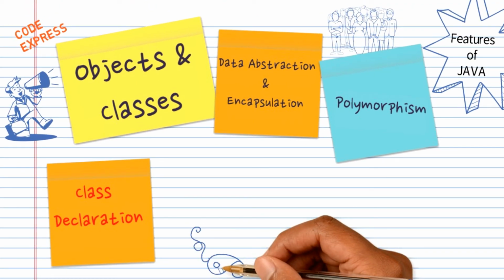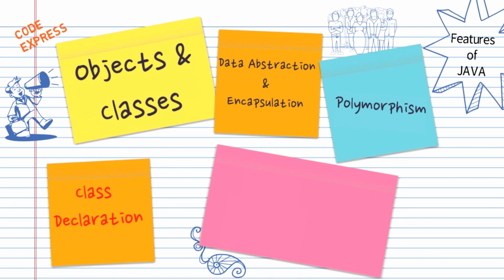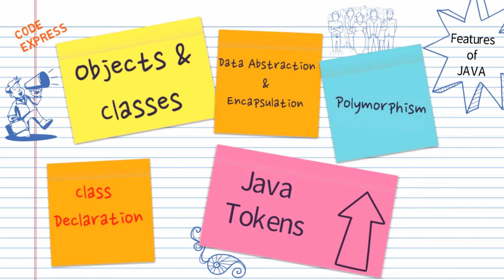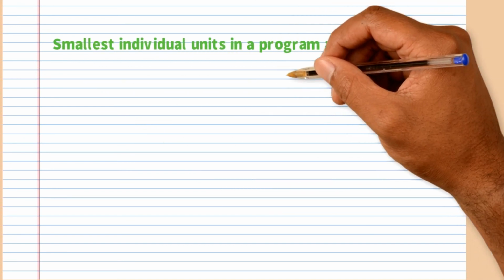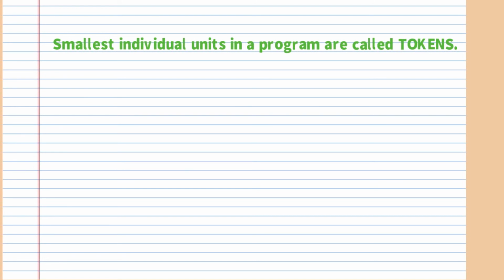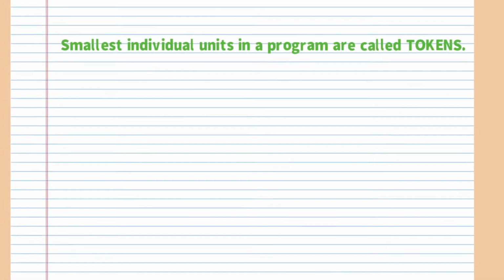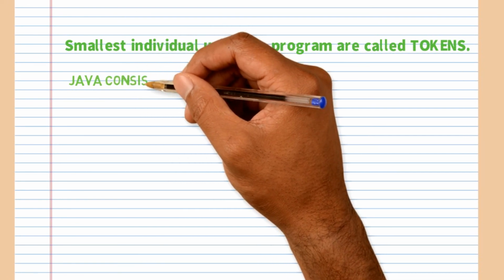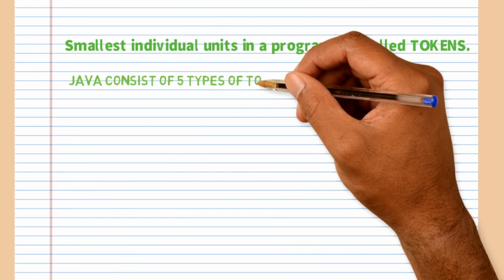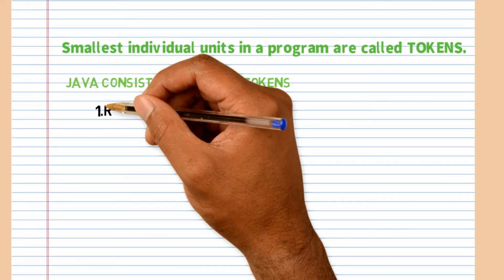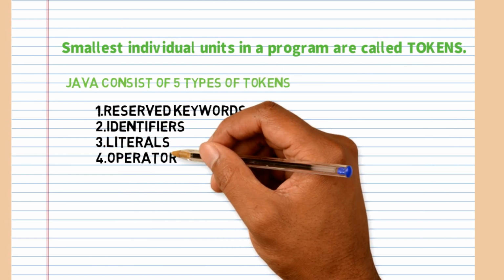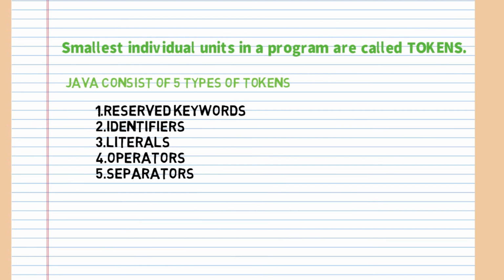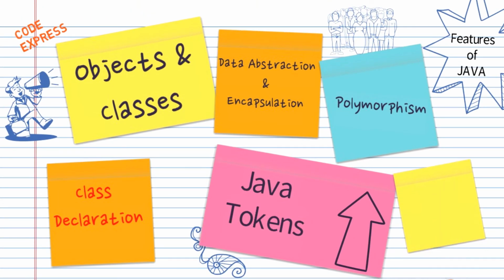Okay, so this was our class declaration, and now we will be talking about Java tokens. What are tokens? Tokens may be defined as the smallest individual units in a program. In Java, we have 5 different types of tokens. These tokens include reserved keywords, identifiers, literals, operators, as well as separators. These are the 5 types of tokens that we have in Java.